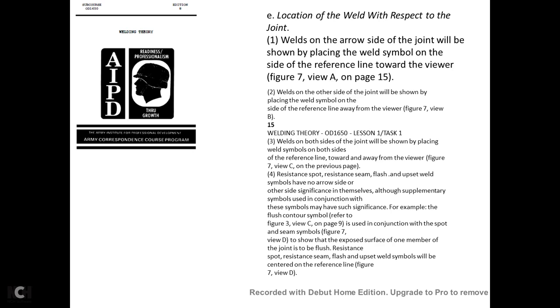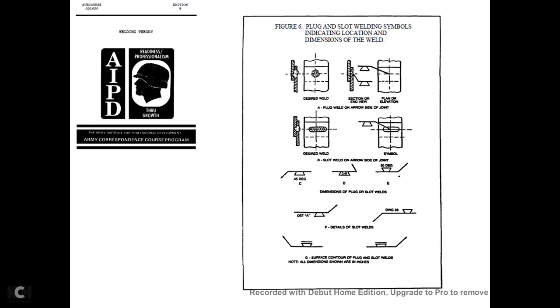For example, the flush contour symbol is used in conjunction with the spot and seam symbols to show that the exposed surface of one member of the joint is to be flush. Resistance spot, resistance seam, flash, or upset welds will be centered on the reference line. The plug and slot welding symbol indicates the location and dimension of the weld.